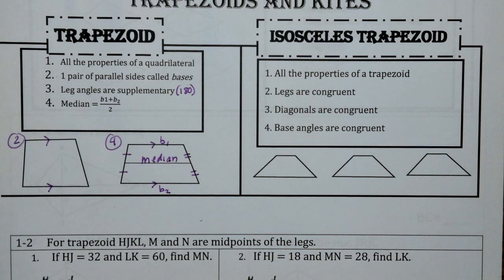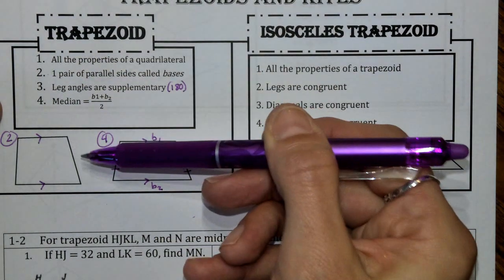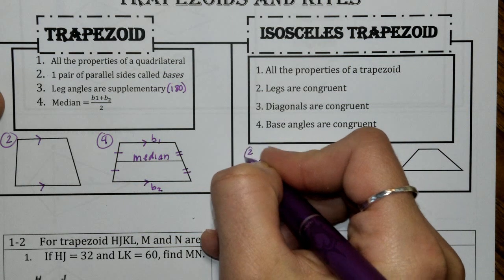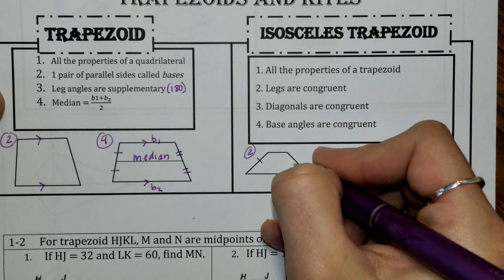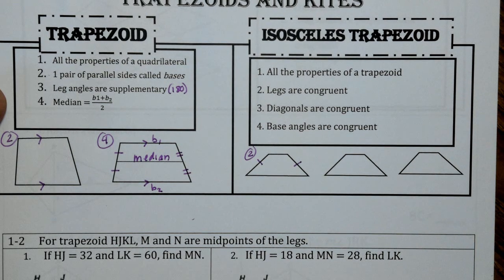Moving on to the isosceles trapezoid, we're going to have all the properties of a trapezoid, which is going to also include the properties of the quadrilateral. So we're going to have all of these properties right here, but now we're going to also have the second property here listed. Your legs are now congruent. Isosceles triangle, 2 sides are congruent. Isosceles trapezoid, 2 sides are congruent.